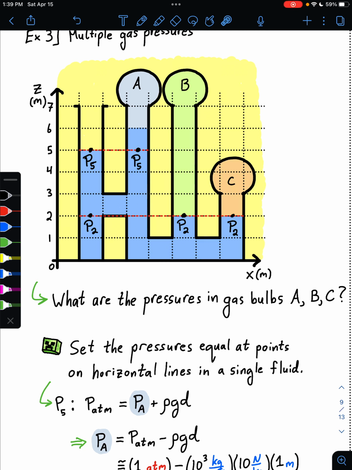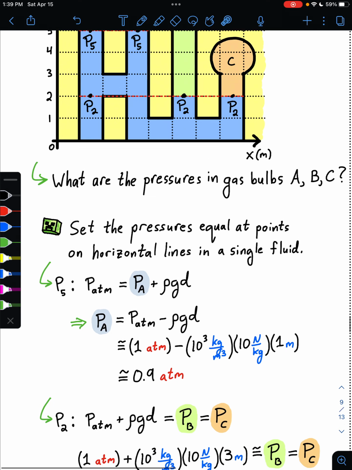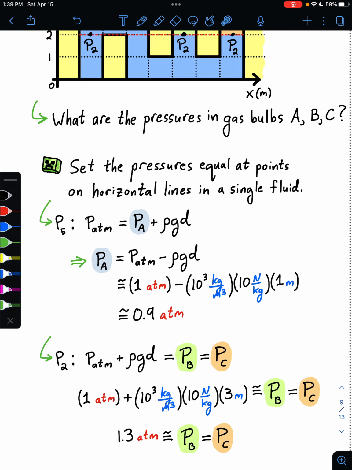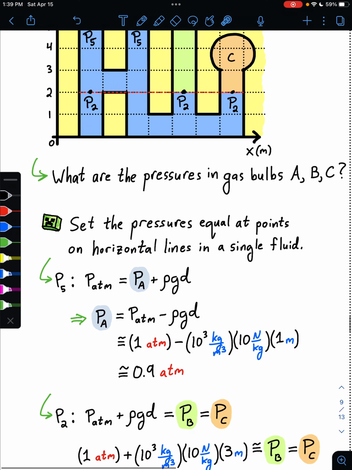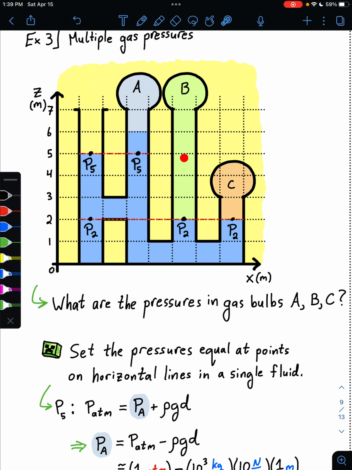So we'll compute those by saying that the pressure here at point 2 equals the atmospheric pressure at the top of that column, so 1 atm, plus rho GD for this 3 meter deep column of water, also pushing down here on point 2. So the pressure at 2 is the atmospheric pressure plus rho GD for this 3 meter deep column of water, and that's equal to the pressures at points B and C. This gives us 0.3 atms, so we have 1.3 atmospheres higher pressure in these 2 columns than in the outside gas.